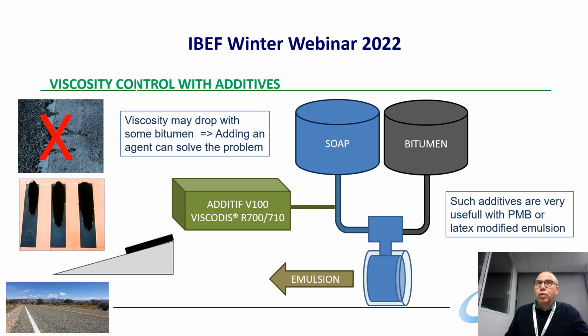The viscosity can drop dramatically with some bitumen. An agent can be added to the soap to improve the viscosity. Such agents are also very useful with modified emulsion based on PMB or latex.